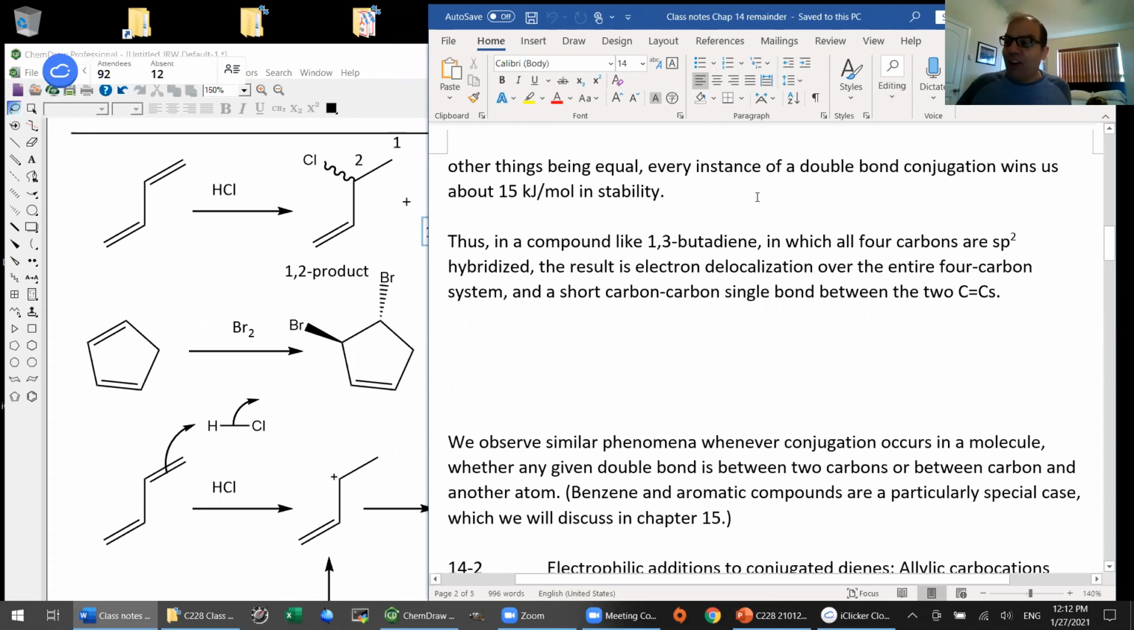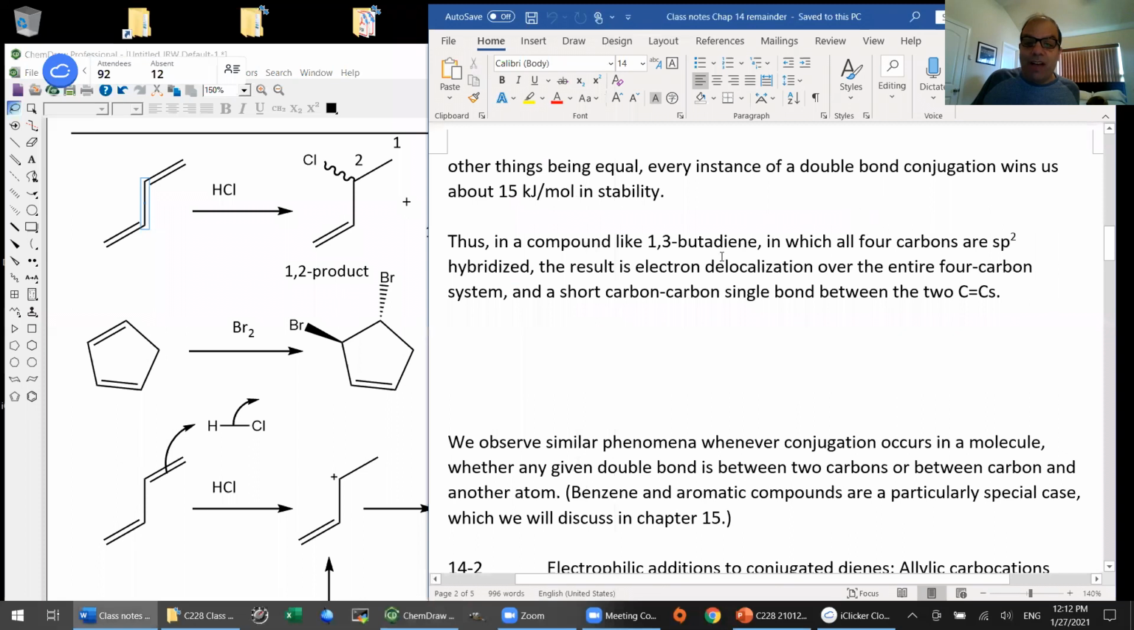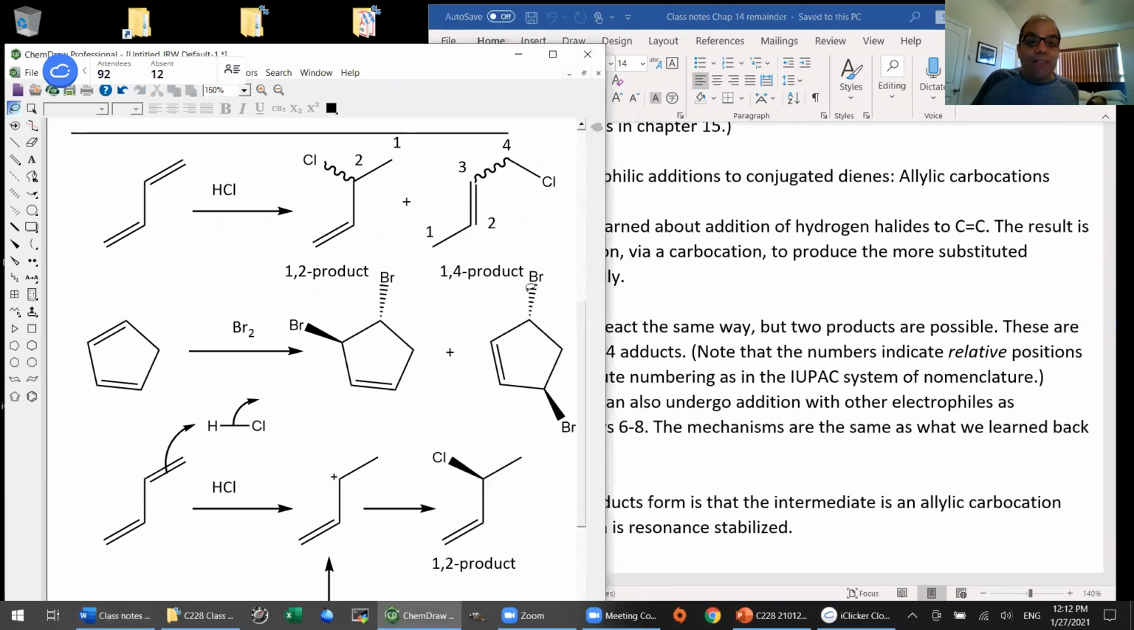We're not talking about enough energy to break a bond. Those are in the hundreds of kilojoules per mole. But it's not nothing either. It's enough to make a difference. And it's enough to explain the short single bond between the two conjugated double bonds in a compound like butadiene. It's also enough to explain why we get different reactivity of conjugated dienes as compared to just alkenes, isolated double bonds by themselves.